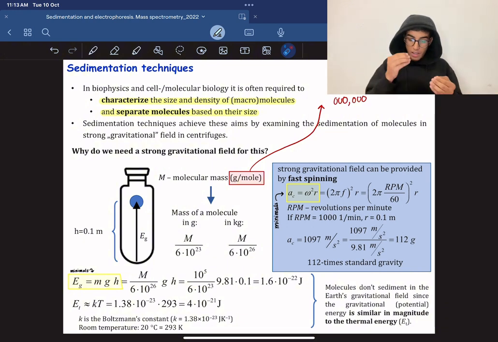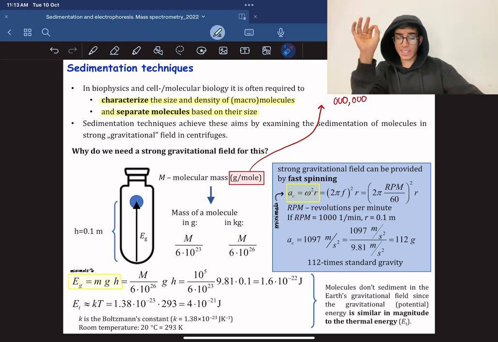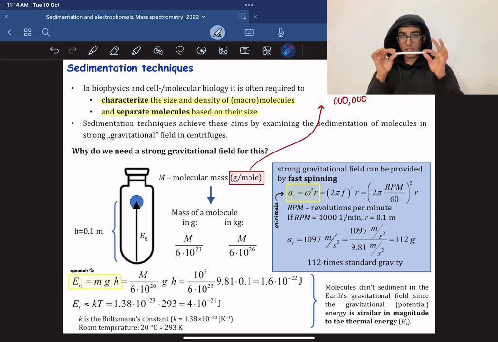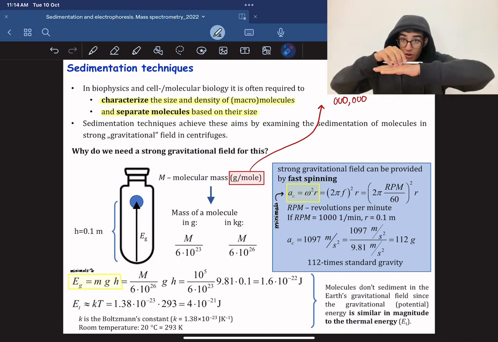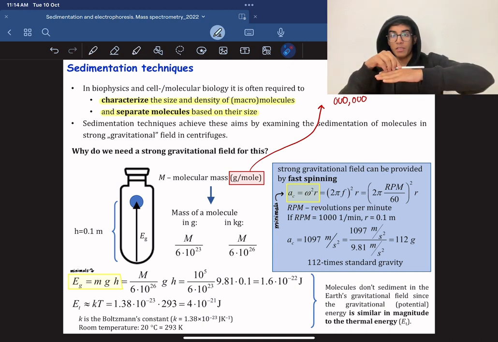Why is that? Let me try to explain this. Let's take one macromolecule. Don't know what it is. Could be anything. And let's calculate the potential energy due to gravity. Okay? Let me explain this with my pencil. When it's on the ground, flat, it has zero potential energy due to gravity.